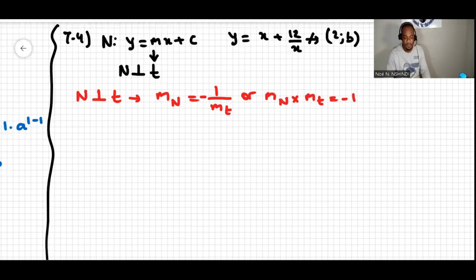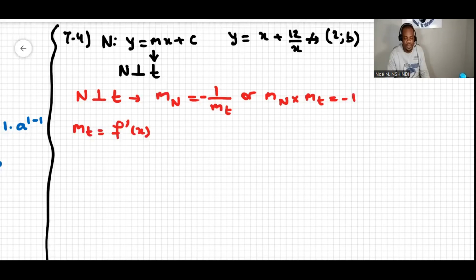Now, this is one condition. And another thing we know is that the gradient of the tangent line must be equal to the derivative of the function, or in this case, of the curve.